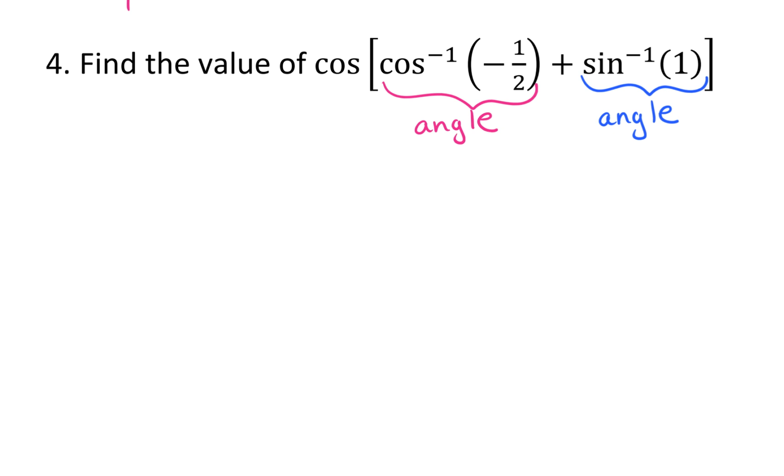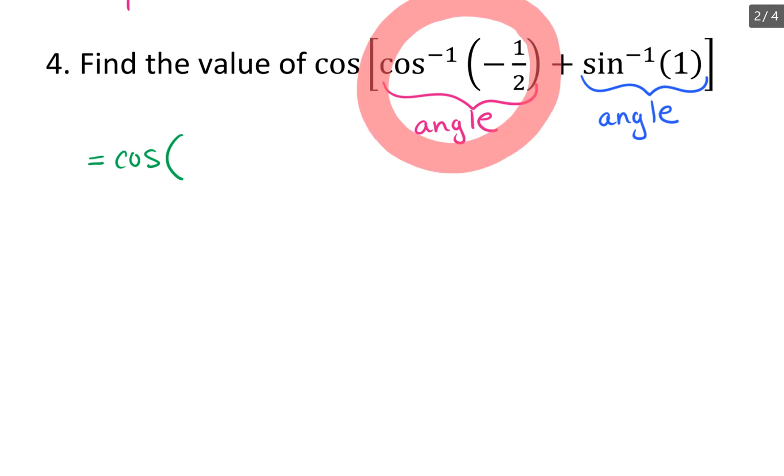Okay, so since these are unit circle values, I can simply figure out what the angle is on the unit circle, and then I can just add them together. So let's go ahead and do that. Here this is going to equal, we have the cosine on the outside, and so I look first at this one, inverse cosine of negative 1/2.